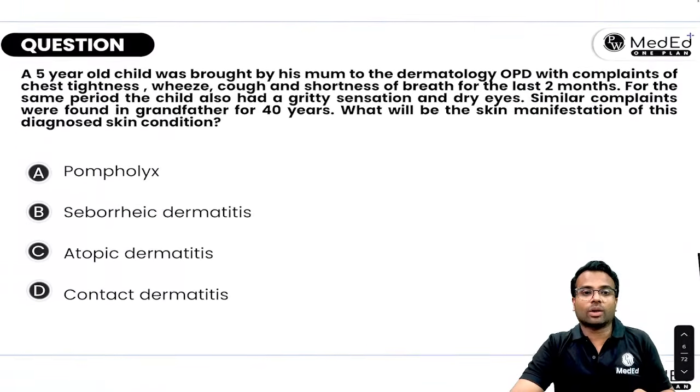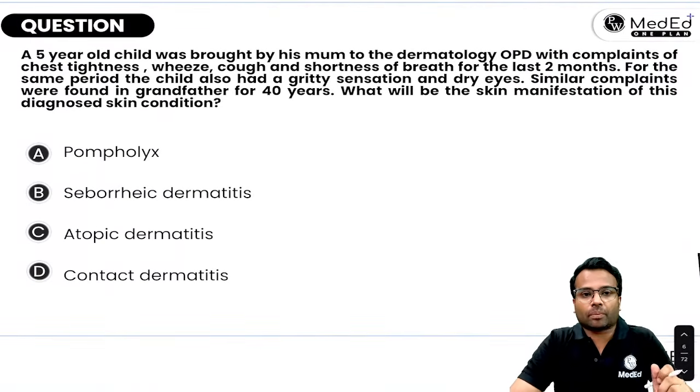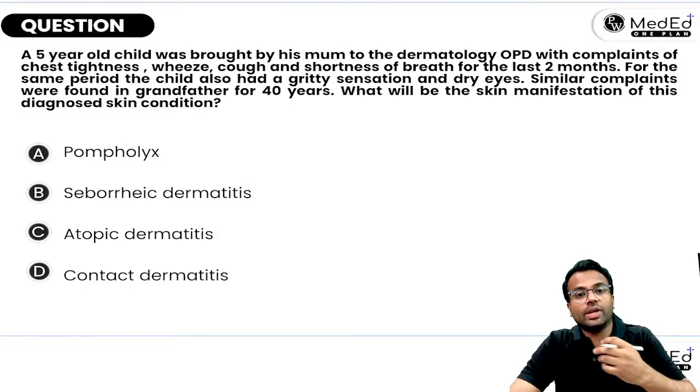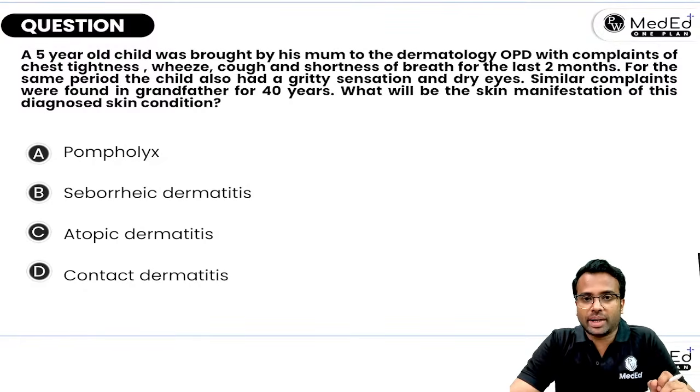A 5-year-old child was brought by his mom to the dermatology OPD with complaints of chest tightness, wheeze, cough, and shortness of breath for the last 2 months. For the same period, the child also had a gritty sensation and dry eyes.